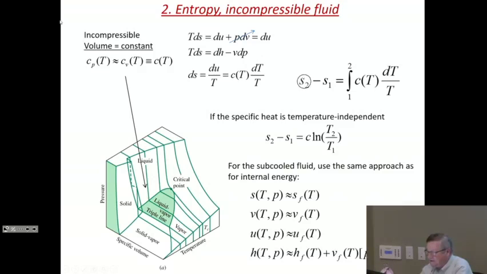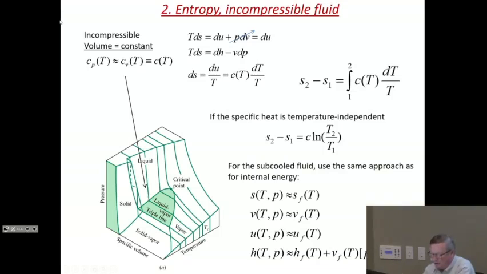Okay, so that means that S2 minus S1 is the integral of C of T dT over T. If the specific heat is temperature independent, then the difference in entropy is simply that specific heat times a logarithm of the change in temperature. That comes because the C you can put outside of the integral, and the integral of dT over T is the log of T final over T initial. So that is just the equation that you can use here.